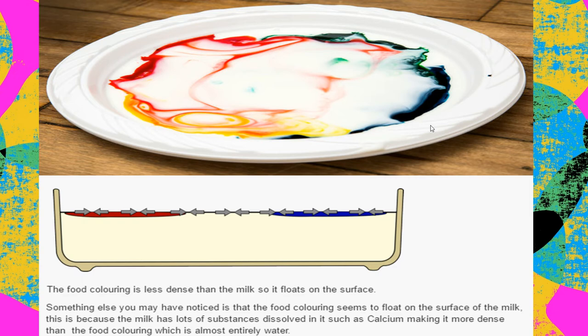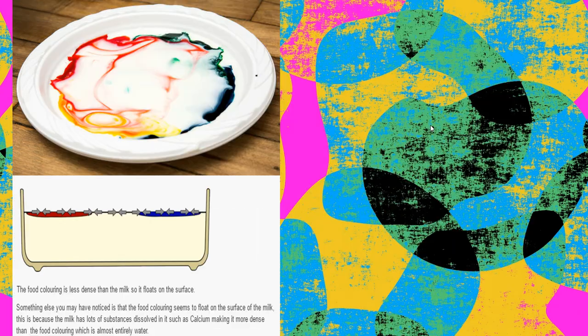Food coloring also is just mainly water. It just has coloring in it. So therefore, it's obviously going to be less dense than milk because milk has things in it like proteins and fats and calcium. So therefore, it is heavier. It is more dense than the water. So here's our plate, and I'll show you this in more detail in a few minutes.